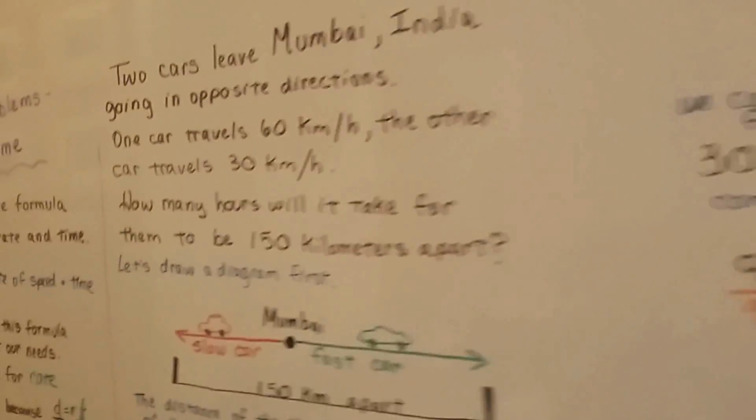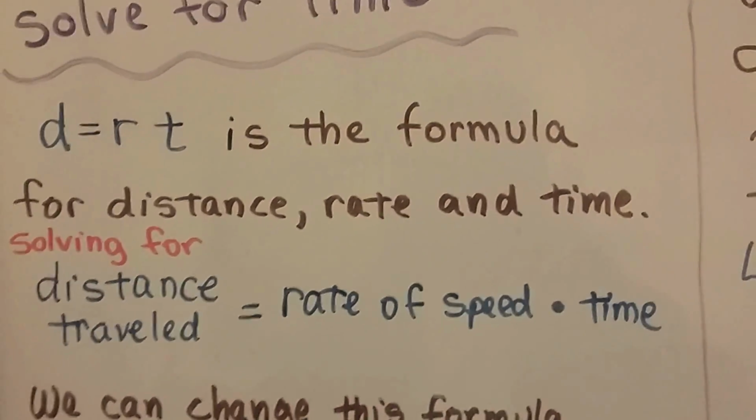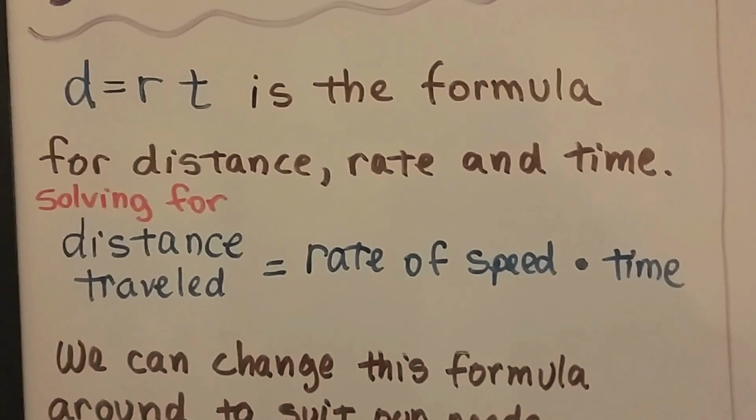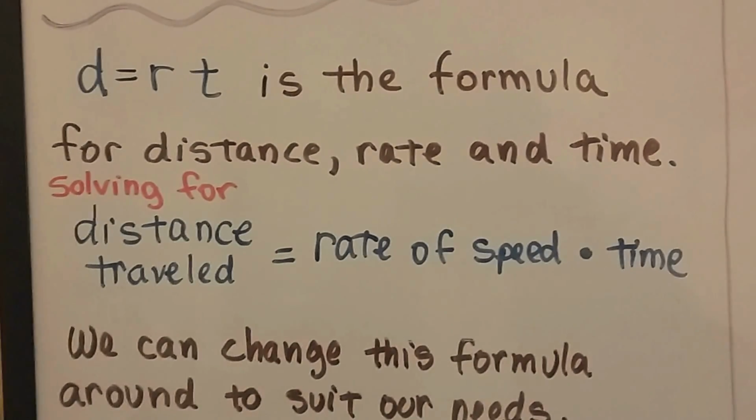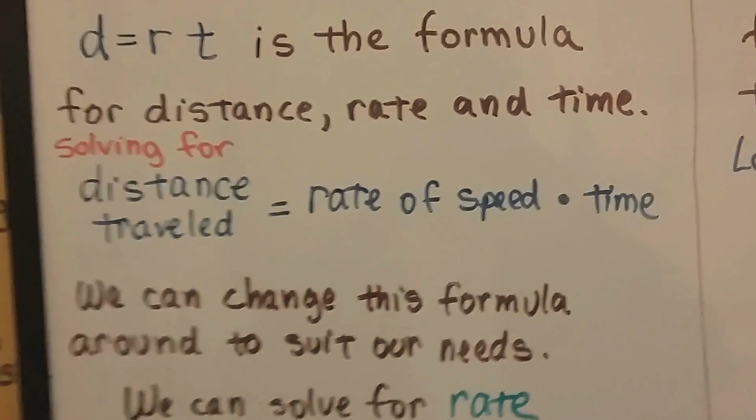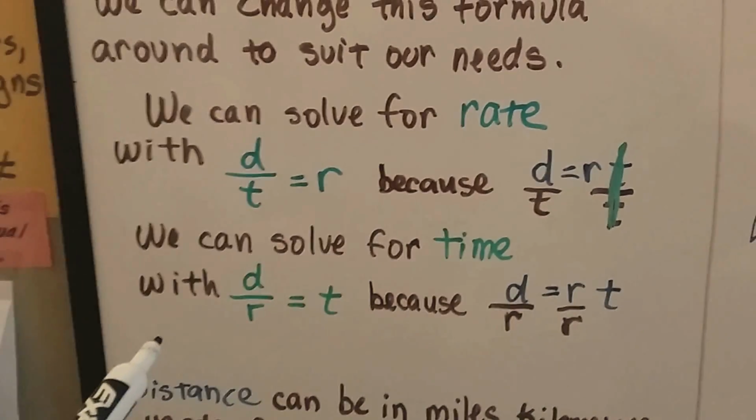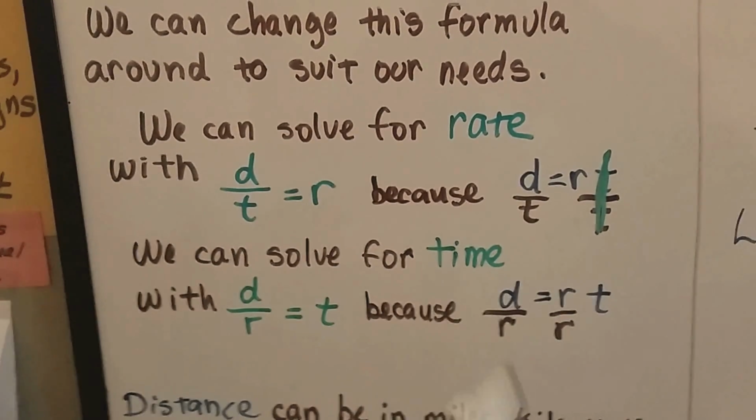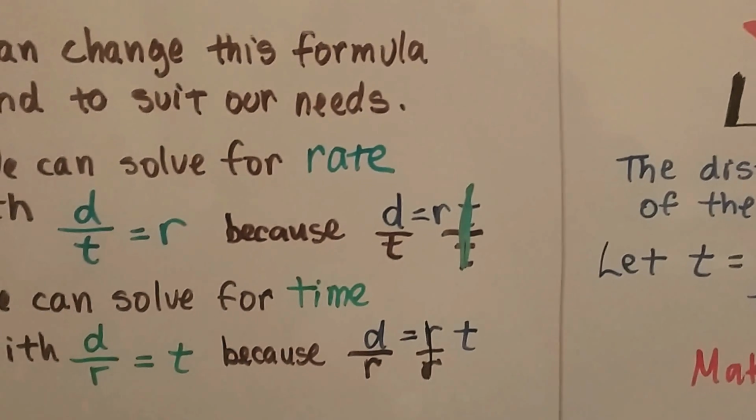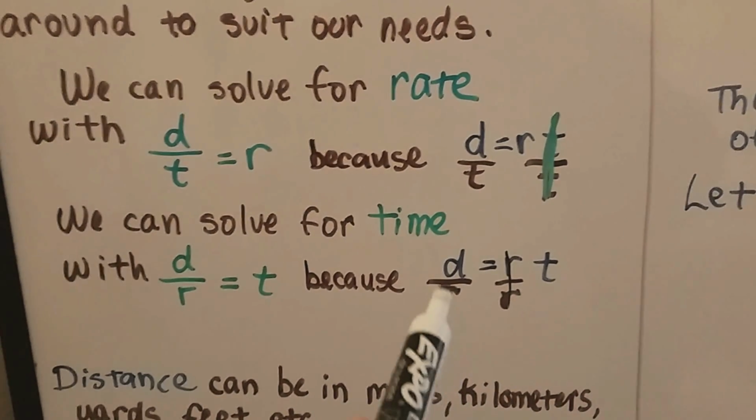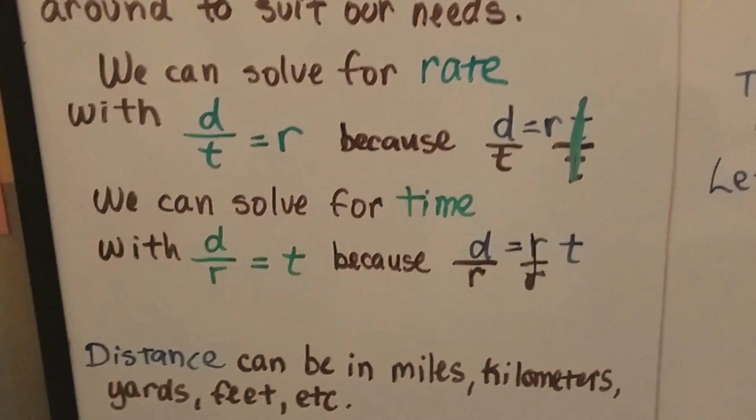So we've been talking about how D equals RT, and that's the formula for distance, rate, and time. And when we're solving for distance traveled, it's going to equal the rate of speed we're going multiplied by the amount of time it took us. Now, to solve for time, what we can do is take this formula, D equals RT, and we can divide each side of the formula by R. And that's going to create a zero pair right here and eliminate the R. Then, what we're left with is distance divided by rate equals time. So now we can solve for time.